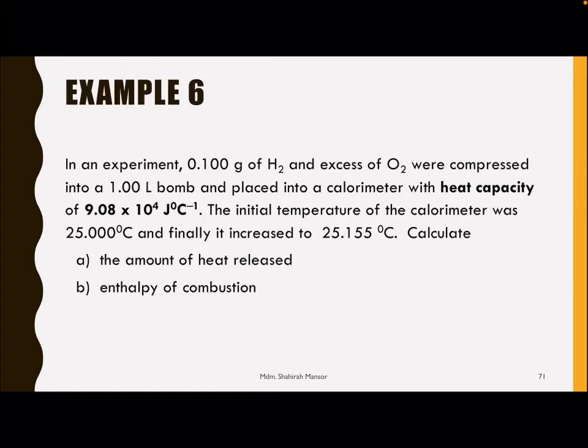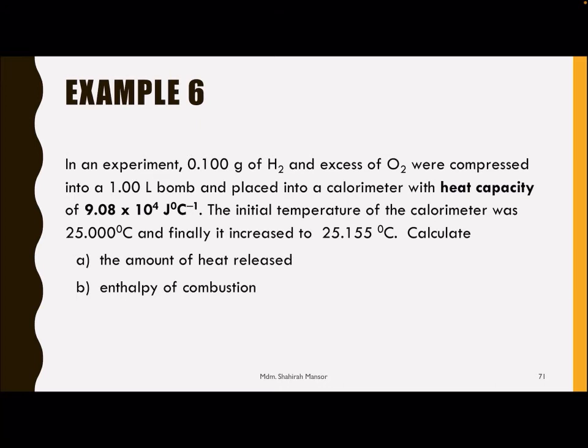Suppose that we have this problem. In an experiment, 0.1 gram of hydrogen and excess of oxygen were compressed into a 1.0 liter bomb calorimeter and placed into a calorimeter with a heat capacity of 9.08 times 10 power 4 joule per degree Celsius. The initial temperature of the calorimeter was 25 degrees Celsius, and finally it increased to 25.155 degree Celsius. Calculate the amount of heat release and enthalpy of combustion.